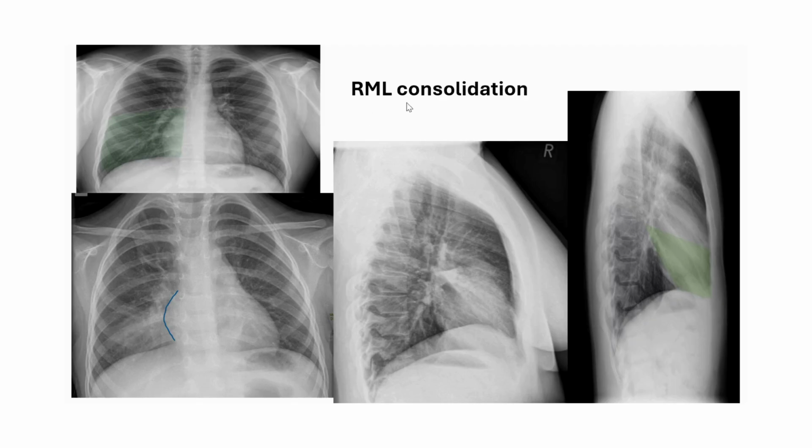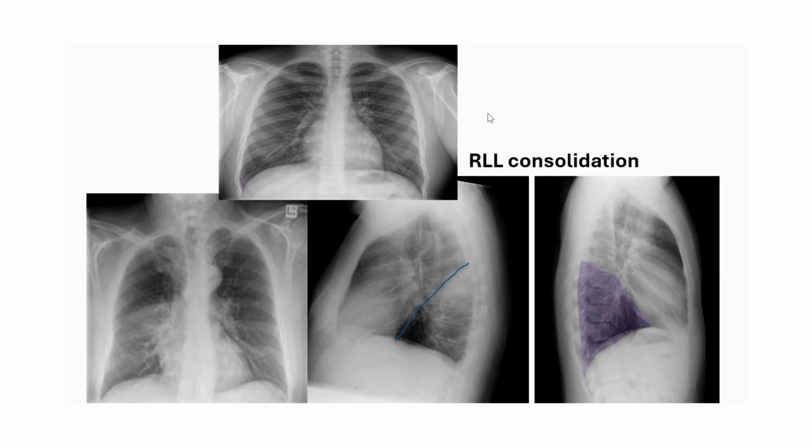Now next is the right middle lobe consolidation. The middle lobe is the anterior and inferior part. So this opacity, denoted by this green area, lies within the middle zone and causes obscuration of the right heart border, that is the silhouette sign. And we can see in this lateral image, denoted by this green area, the consolidated part. So this is the right middle lobe consolidation.